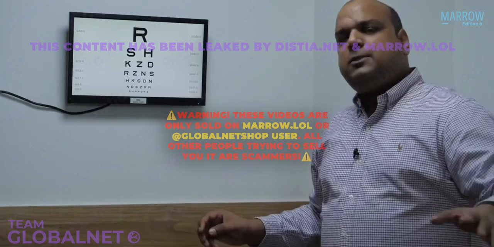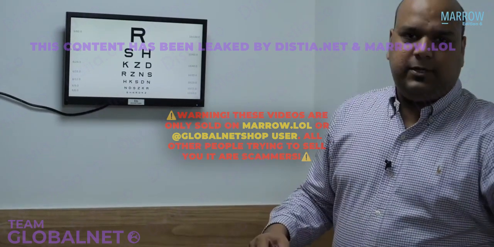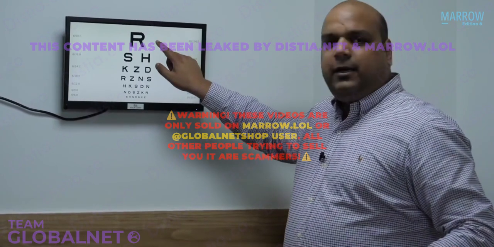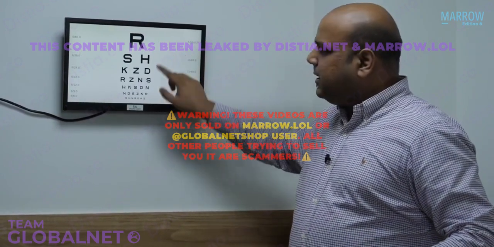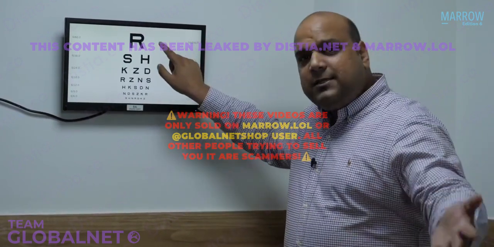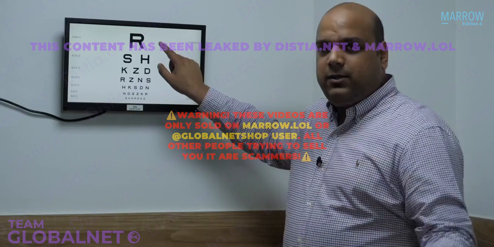Now let us assume again that he is another new patient. Can you read any letter at the top? Can you read any letter on the chart? No. So the patient says that he cannot see any letter on the chart.